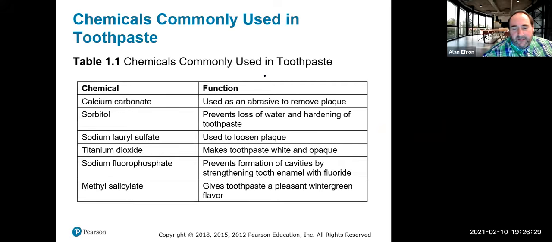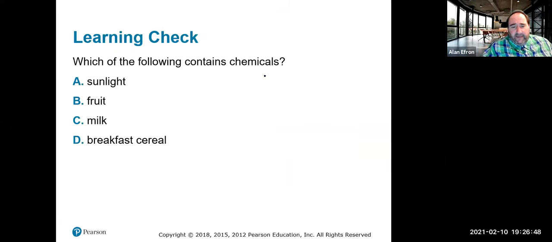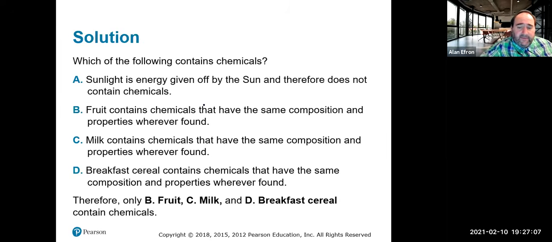This is a table, I think, from your book that describes the different chemicals, and different chemicals can have different functions. The way they react is also a very big part of chemistry. And there are some of the common ones found in toothpaste, for example. Which of the following contains chemicals? Pretty much everybody there contains chemicals except for the sun. The sun is basically just pure energy, but everything else would have some type of chemicals involved, from citric acid, for example, to milk, lactose, and breakfast cereal, which has a lot of different chemicals involved.